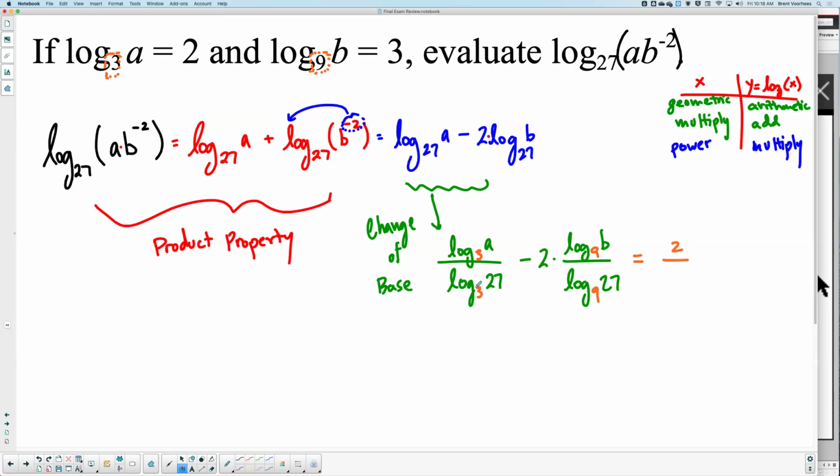This log base 3 of 27. Remember, a log calculates powers. How many powers of 3 does it take to get to 27? 3. That's 2/3. Minus 2 times. What's log base 9 of b? 3. And now log base 9 of 27.